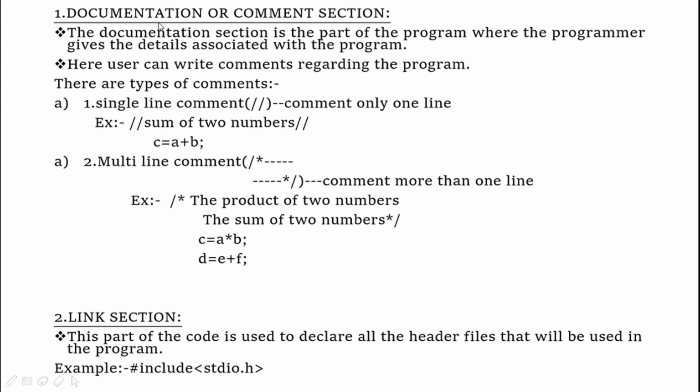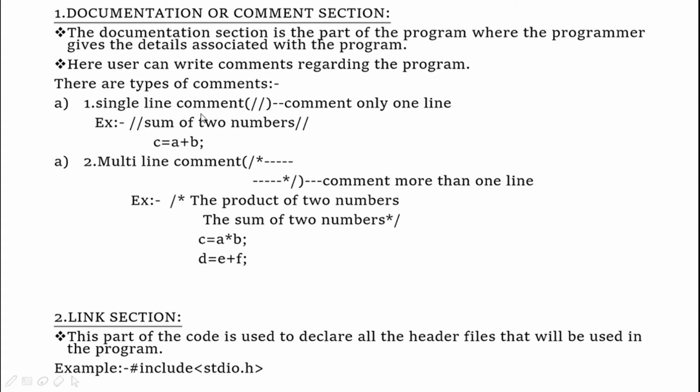So the first one is the documentation or comment section. The documentation section is the part of the program where the programmer gives the details associated with the program. So this is mainly used to comment. Suppose you are trying to write a multiplication of two numbers, so you will give the comment: this program is multiplication of two numbers. This section is mainly for the user's understanding.